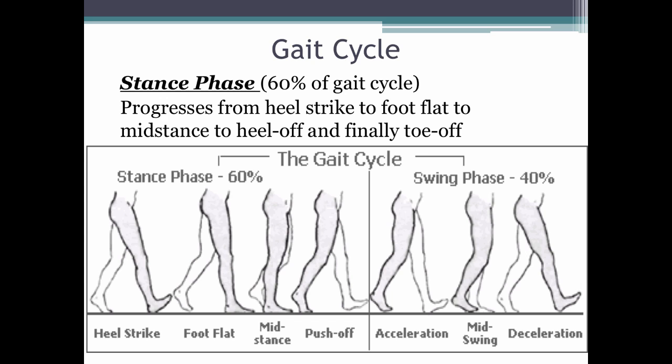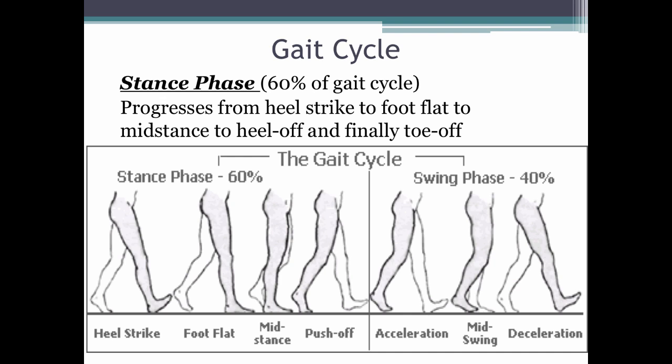So looking at our gait cycle, it's broken down into two phases. We have the stance phase, which is the foot that's on the ground, and the swing phase, which is the foot that is coming through and is not touching the ground. Stance phase is 60% of the gait cycle. The swing phase is 40% of the cycle. So you see, starting there on the left, our stance phase begins with heel strike.